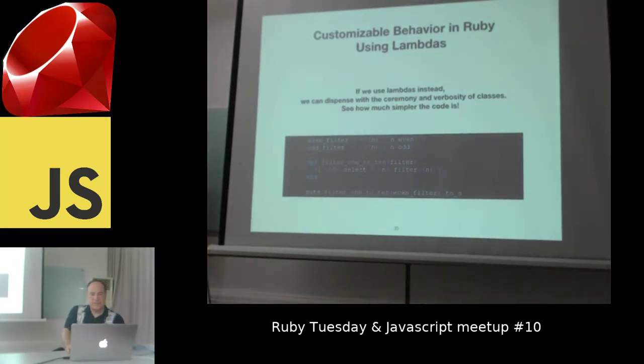Right? So we have the even filter and the odd filter, and they're both very similar and they're both very concise. And this method is exactly the same as in the first slide. And then this is also the same, and it produces the same output. So lambdas are a very nice way of handling variable behavior.